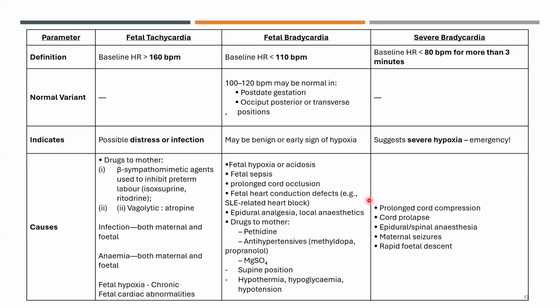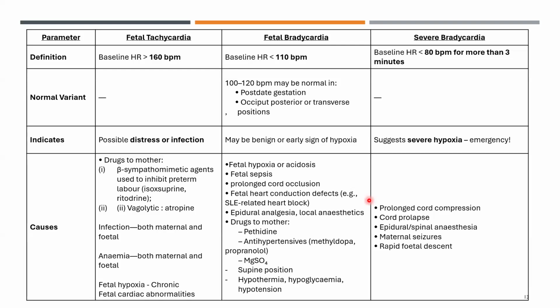Ideally, it's not very concerning when it's just around 100 to 120, because it could be just a sign of a post-date gestation. If it's a pregnancy that's gone beyond 41 weeks, it may present as that. Or if there is a change in the position of the baby, if the baby is in occiput posterior or in a transverse position, they may present with bradycardia.